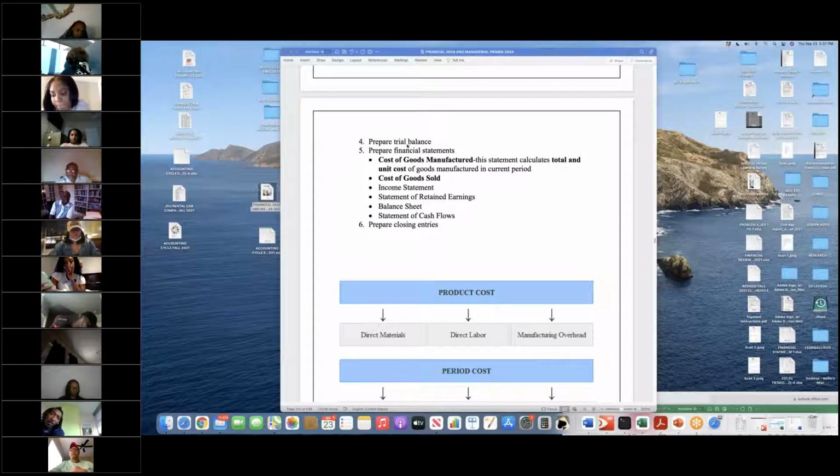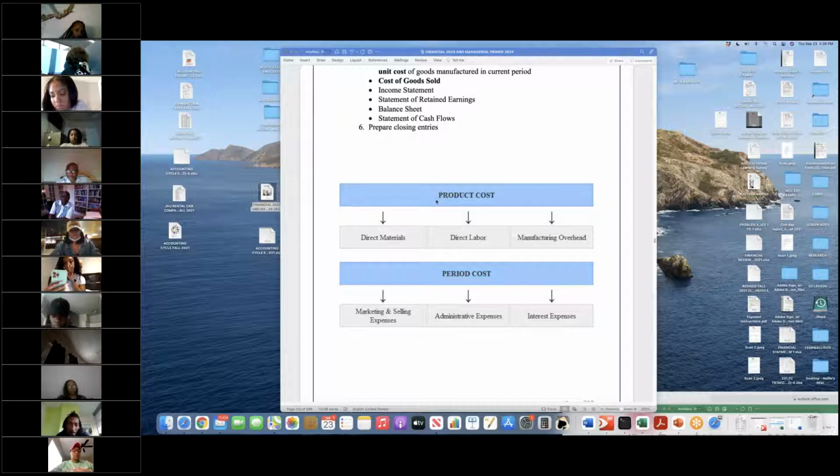So we put the managerial accounting on top of the financial accounting. It's assumed that you know all of this, how to do income statements through statements of cash flows. And so that's why we reviewed it. And you prepare closing entries. So we got to do everything we did before and some more.